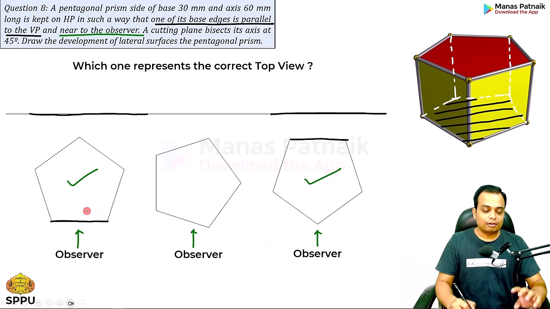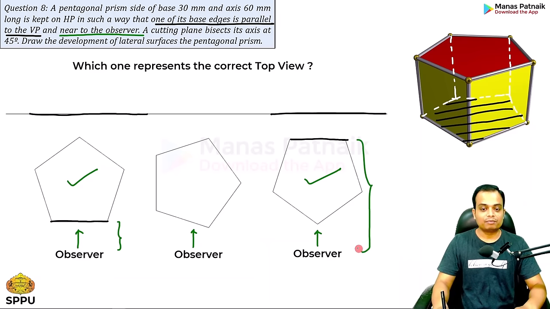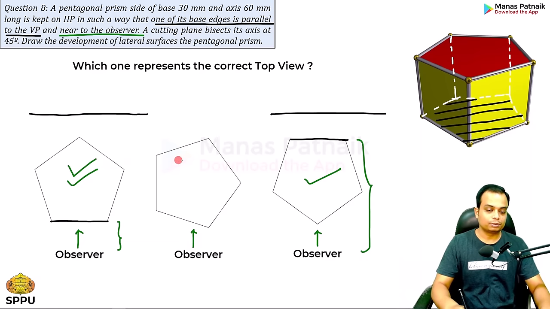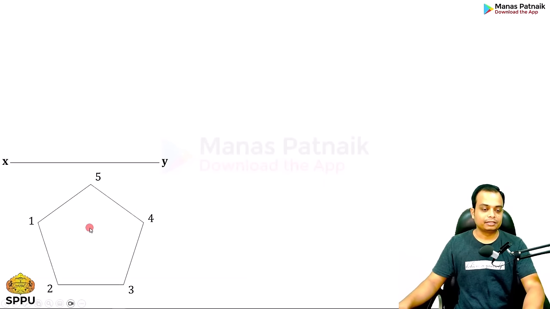In which diagram, in which view, can you see the base edge nearer to the observer? Sir, here it is nearer to the observer. Here it is farther away from the observer. Therefore, you are going to go with this option and discard this option, right? Now I'm sure you've understood which top view has to be created first and the justification behind it. Here we go. Let me start by creating this top view.